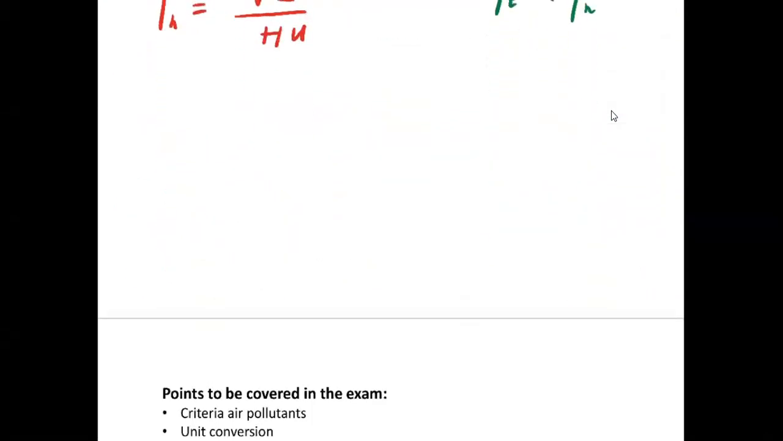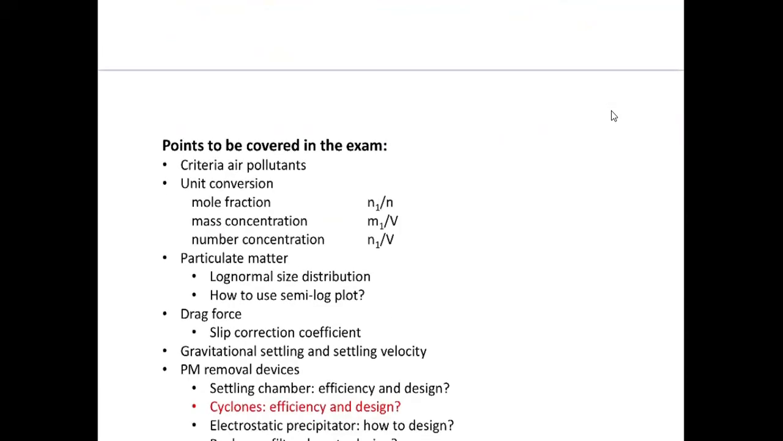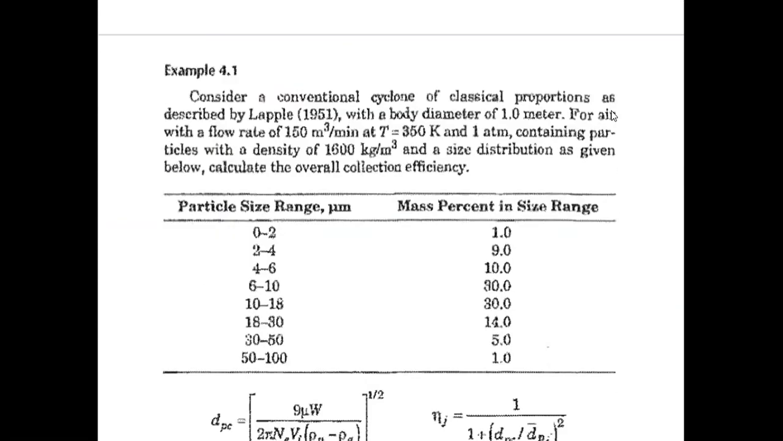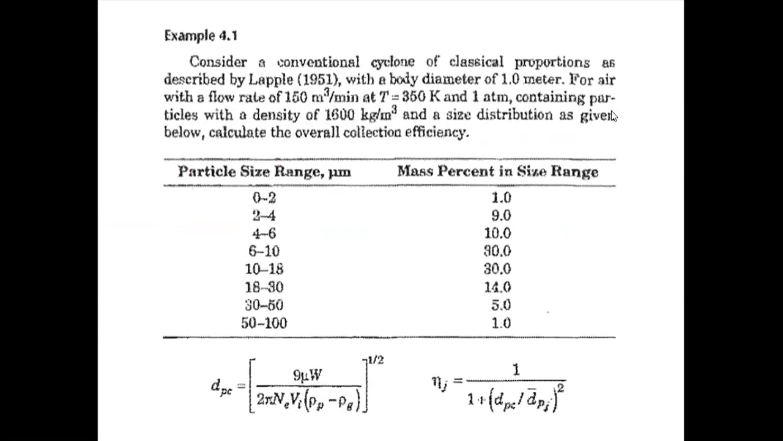So this is the gravitational settling. After that, we talked about the cyclones. We did quite a few examples in our class about the calculation for the cyclones. The important equations are the calculation for the DPC and eta J. The DPC depends on the detailed design or the geometry of the cyclone here. Again, everything should be in standard units.